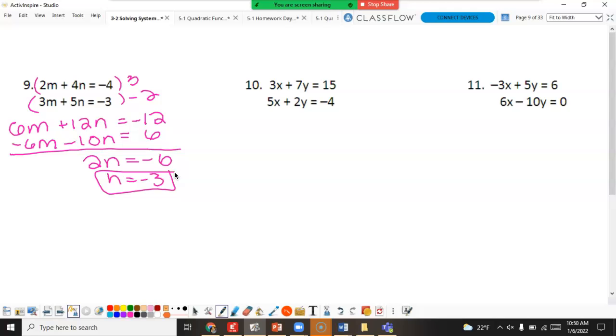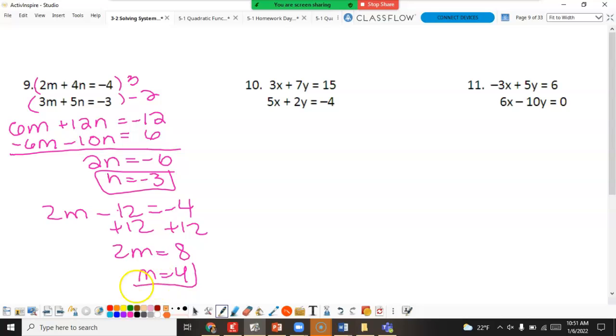Plug n equals negative 3 back in to the originals, because the numbers will be smaller. So 2m minus 3 times 4, which is 12, equals negative 4. And you get m equals 4. No, it's just like one extra step.